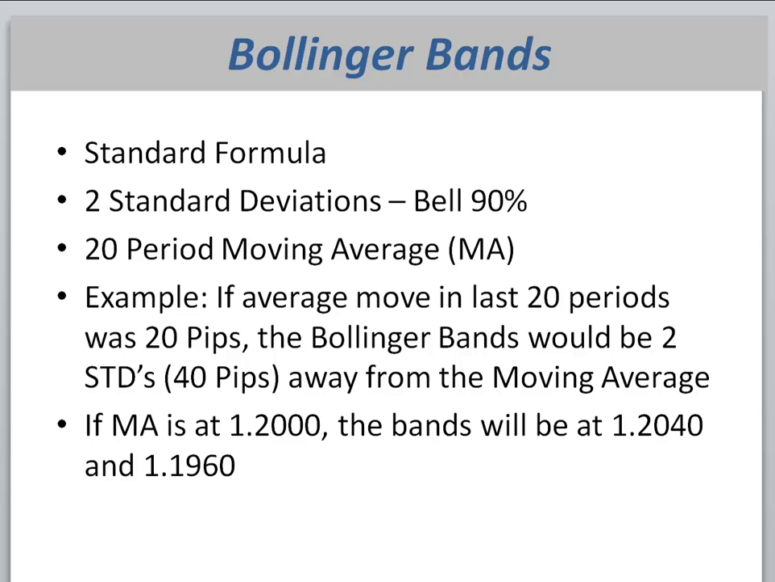Also, when you're plotting your moving average, you'll typically use a 20-period moving average. So, for example, what does that mean? If the average move in the last 20 periods was 20 pips, meaning that in every period your trading instrument went from its high to its low by only 20 pips, then two standard deviations would be 40 pips away.